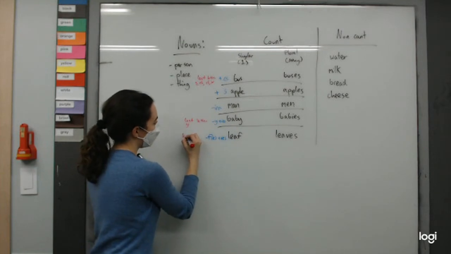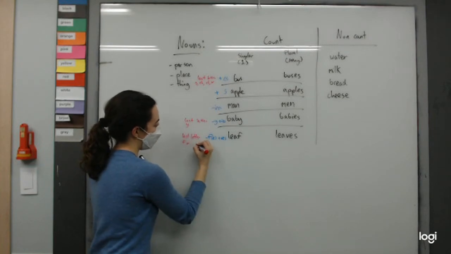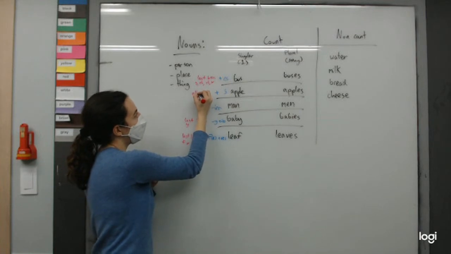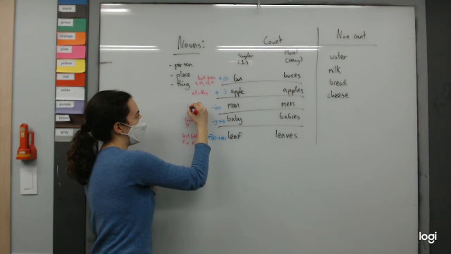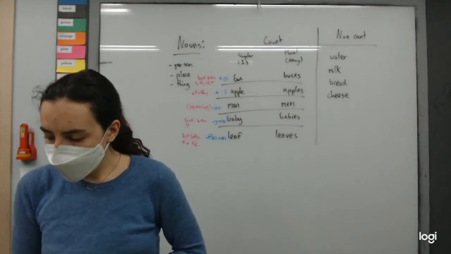And this one, last letter F or FE. And then these ones, all others. And these ones, memorize. Okay.